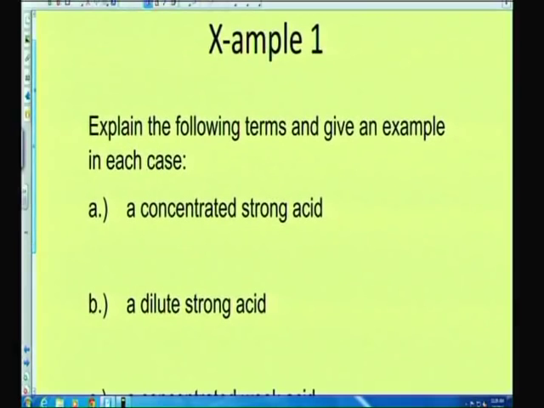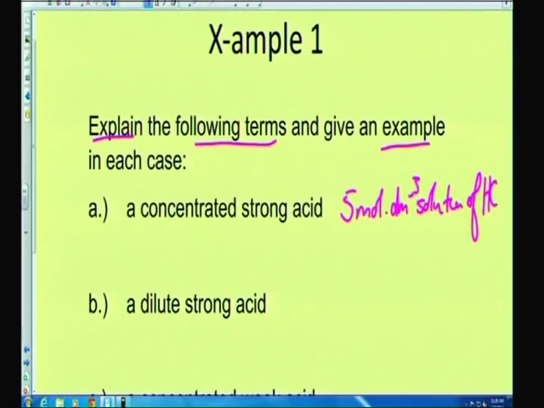And the first example question that we're going to is the following. It says, explain the following terms and give an example in each case. So there are two parts. We need to explain and we need to give an example. So a concentrated strong acid. Now, for lack of space, I'm going to give the example first of all, and that will help us explain it. So we're going to say a 5 mole per decimeter cubed solution of hydrochloric acid. Okay, so what does it mean?